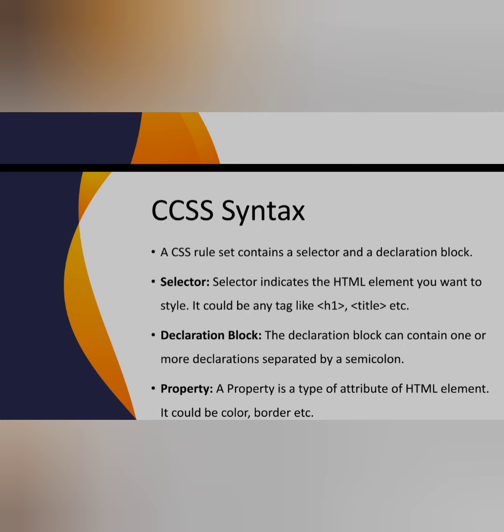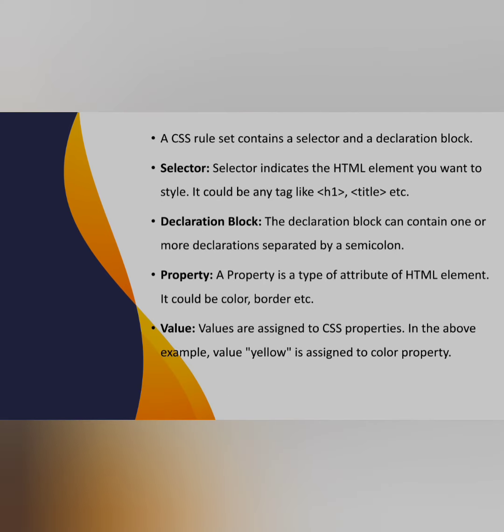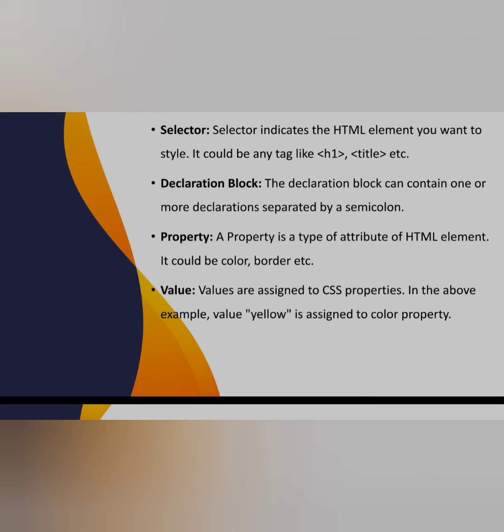CSS syntax. It has a set of rules containing the selector and the declaration block. Selector: the selector indicates the HTML element you want to style. It could be any tag like h1, title, etc. Next, the declaration block. The declaration block can contain one or more declarations separated by a semicolon. Property: a property is the type of attribute of an HTML element. It could be color, border, etc.